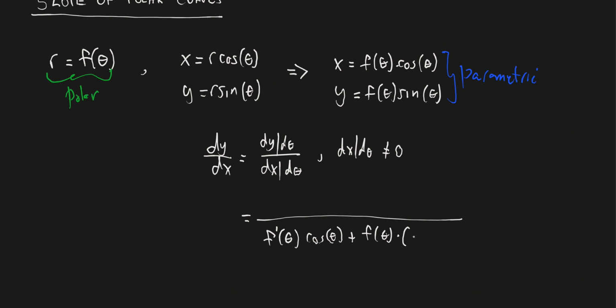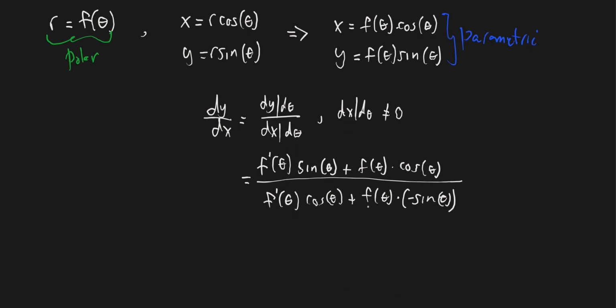So the derivative of cosine is negative sine of theta. And then in the numerator, take the y equation and write down its derivative. It's very similar, right? You'll have f prime of theta times the sine of theta, and then plus f of theta times the derivative of sine, which is cosine of theta, right?